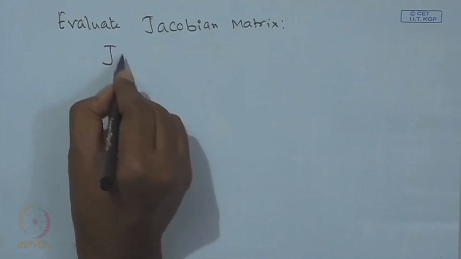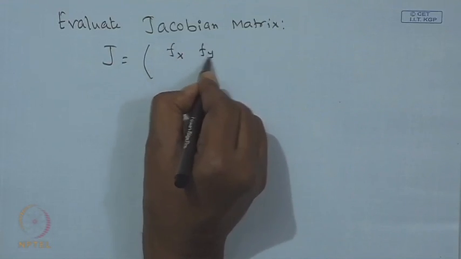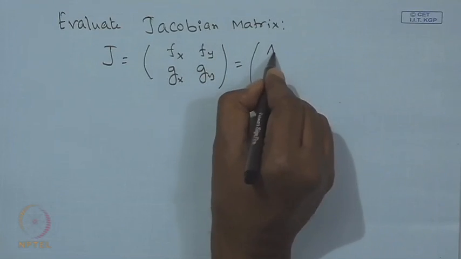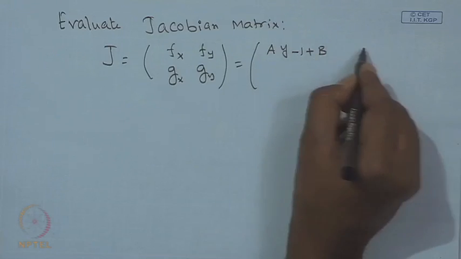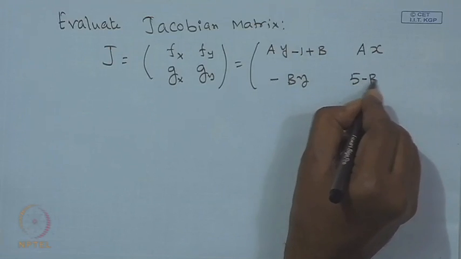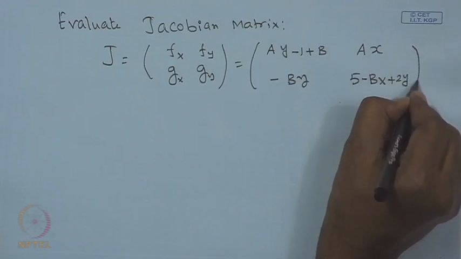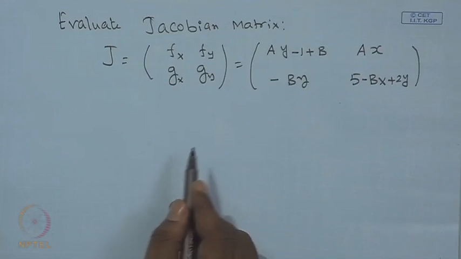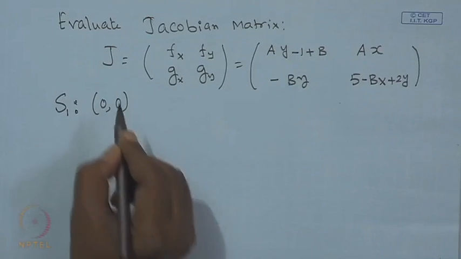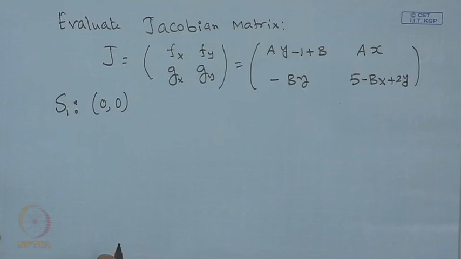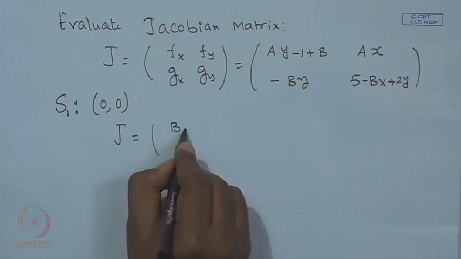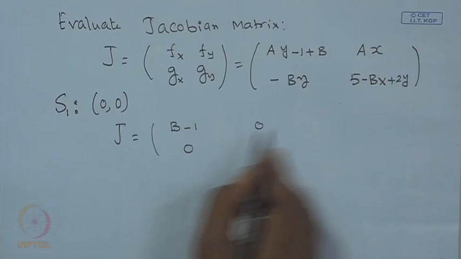If we evaluate the Jacobian matrix, J is nothing but [f_x f_y; g_x g_y], and this becomes [ay − 1 + b, ax; −by, 5 − bx + 2y]. Now, this is the Jacobian matrix. We take up one steady state after another and check its stability. So, (0, 0) is the first steady state. We evaluate the Jacobian matrix at (0, 0), and this becomes [b − 1, 0; 0, 5].